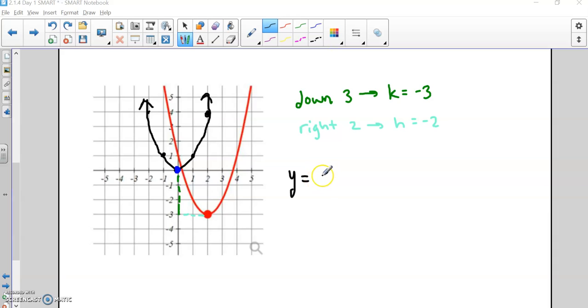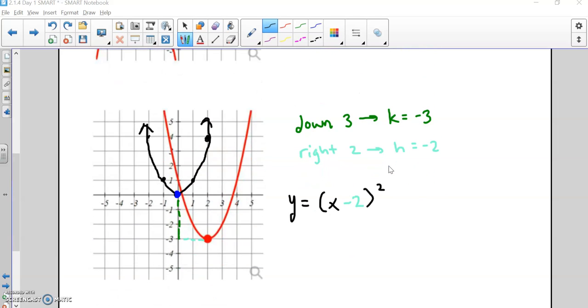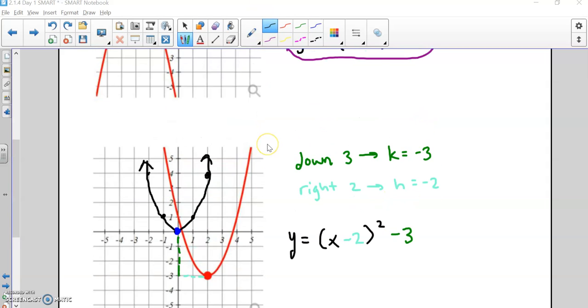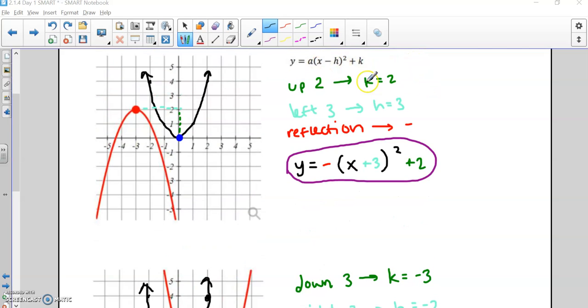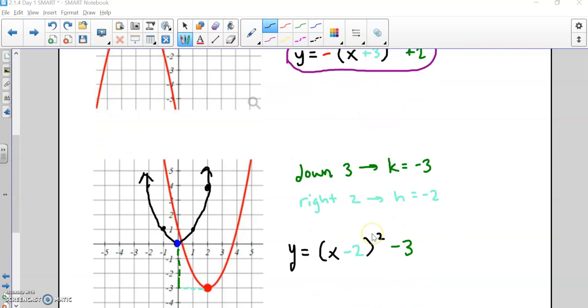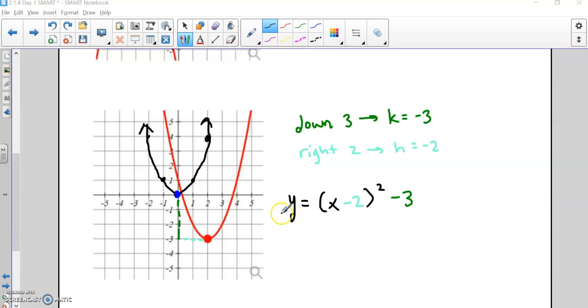So y equals, and then we can start straight away with the parentheses. So x, now h comes next, because our h is -2. We are going to write -2 here, -2 squared. Did I square the last one? Yes, I did. And our k is -3, so it's a -3. Now, know that I'm still using this general form, and I didn't write it again down here, but you're still following it.